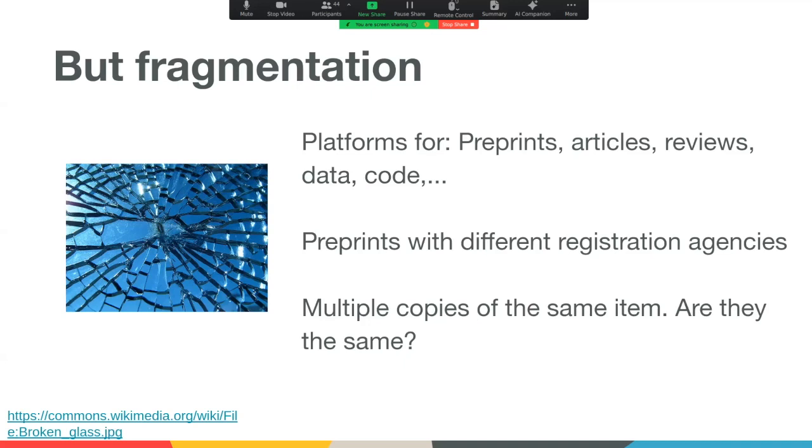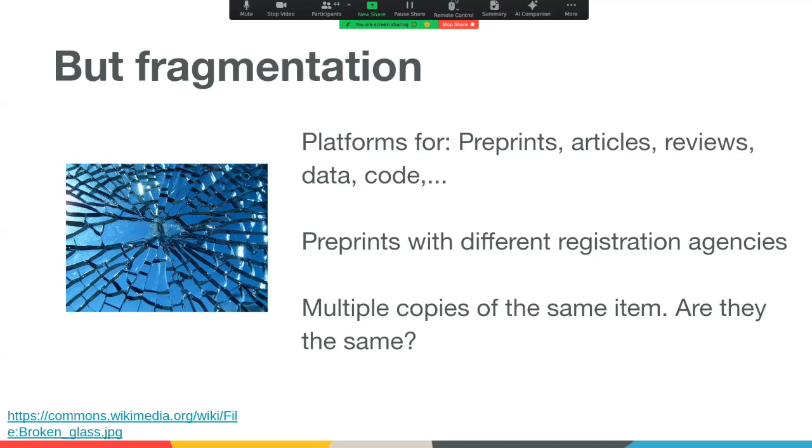And there's also an issue with preprints, that there are different registration agencies. You know, Crossref is the largest DOI registration agency. We are by far, you know, not the only one, and you know, there are different reasons that organizations choose different registration agencies.